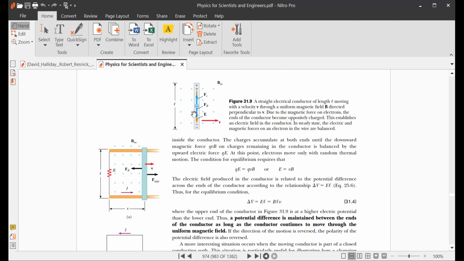So equilibrium means that the electrons have constant velocity, or constant drift velocity. If the electron goes downward, then the current should be upward. From down to up means upwards.